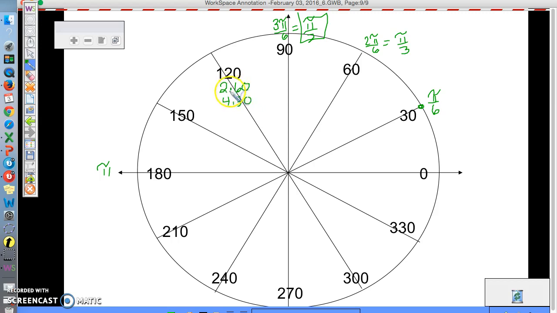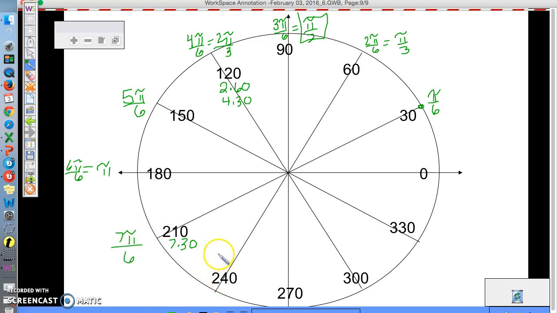120, we could look at it as 2 times 60, or we could look at it as 4 times 30. So let's do 4 times 30, so 4 pi over 6, which reduces down to 2 pi over 3. 150 degrees is 5 30s, so we have 5 pi over 6. We know this is equivalent to 6 pi over 6. So this is 7 times 30, so 7 pi over 6.